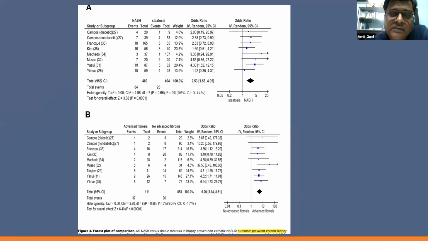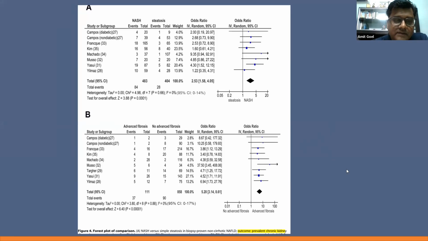This was an important subgroup analysis. Fatty liver disease, we know, is a spectrum. It can be simple steatosis or it can be coupled with inflammation, which is called NASH. So they compared, in a subgroup analysis, NASH versus steatosis within fatty liver disease. And we can see that the prevalence of chronic kidney disease was higher in NASH as compared to those with simple steatosis. And this was 2.5 times.